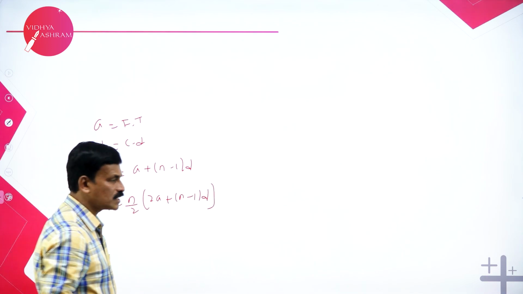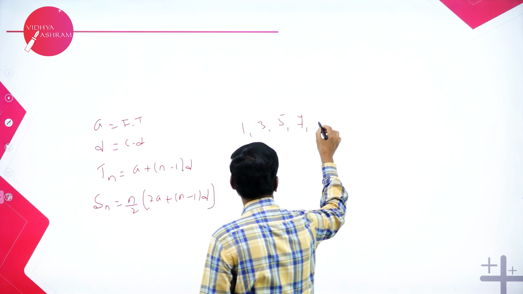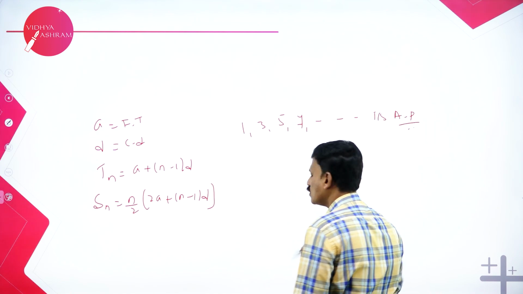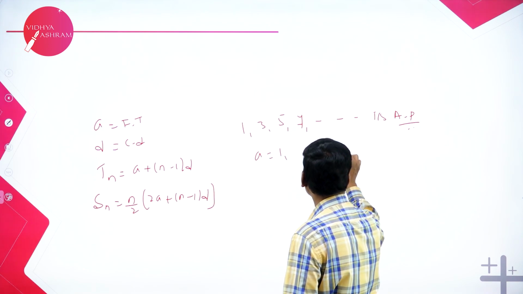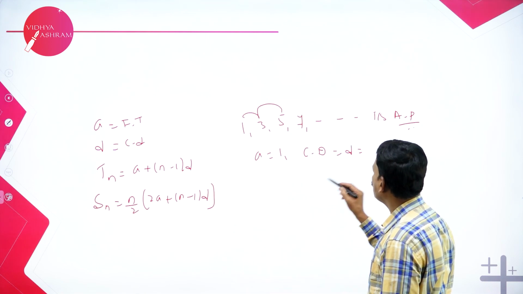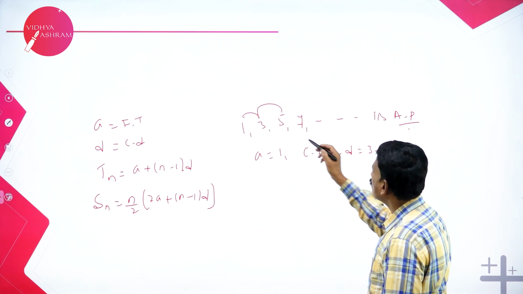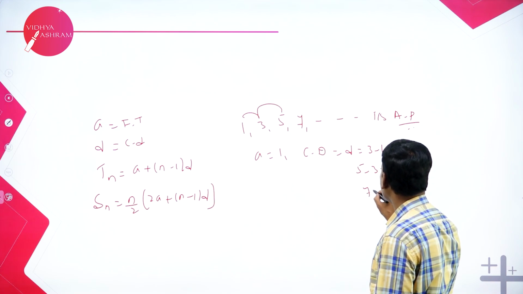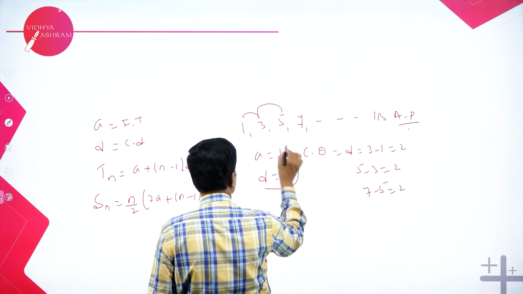Let us consider, for example, 1, 3, 5, 7, etc. is an AP. What is the first term here? The first term A is equal to 1 and the common difference D is equal to the second term minus its previous term, 3 minus 1, that is 2. Similarly 5 minus 3 is also equal to 2, 7 minus 5 is also equal to 2. So therefore the common difference is equal to 2.